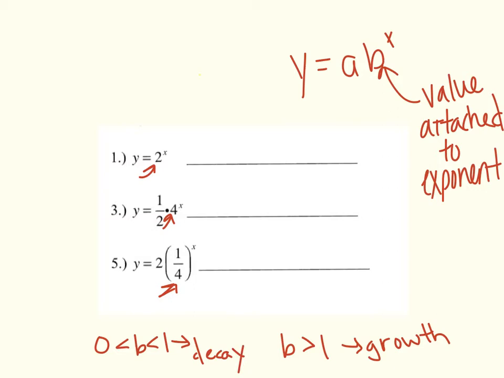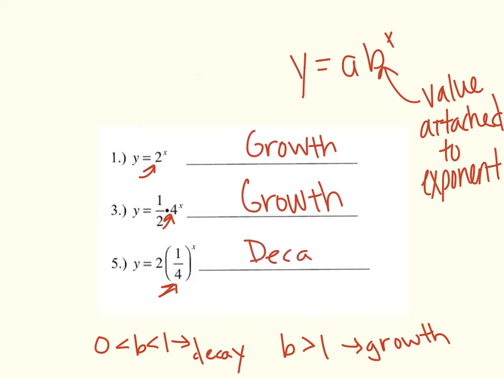So if we have 2, 2 is greater than 1, that's going to be growth. 4 is greater than 1, that's going to be growth. 1/4 is in between 0 and 1, it's going to be decay.